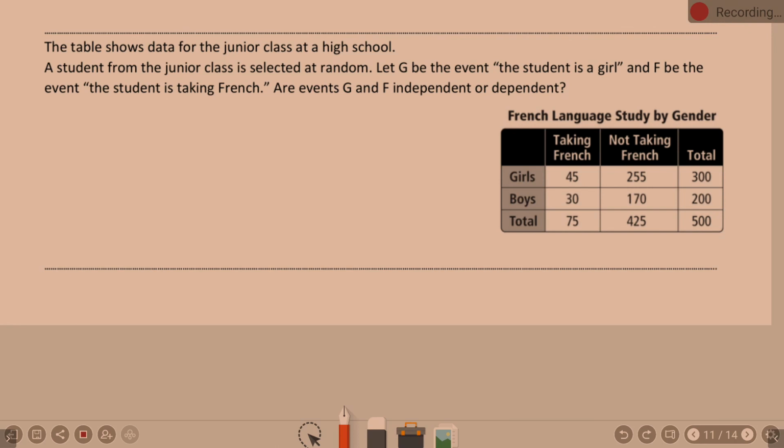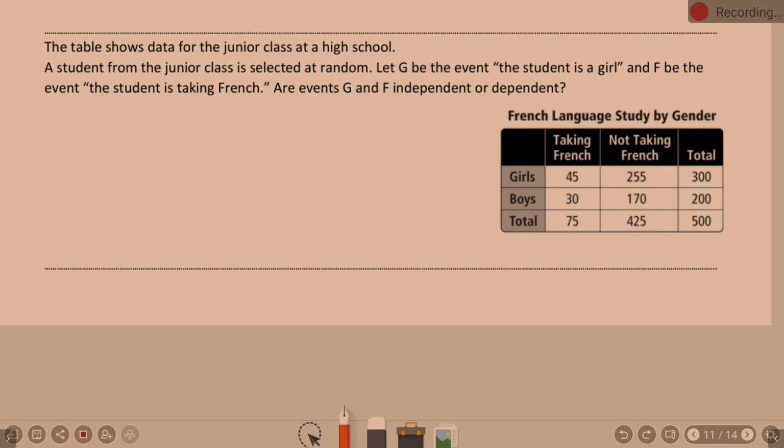Now we're talking about girls and boys taking French or not taking French. Okay? So the table shows data for the junior class at a high school. Obviously not our high school. A student from the junior class is selected at random. Let G be the event the student is a girl, and F be the event the student is taking French. Are events G and F independent or dependent?